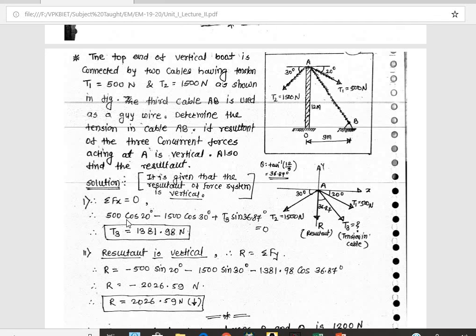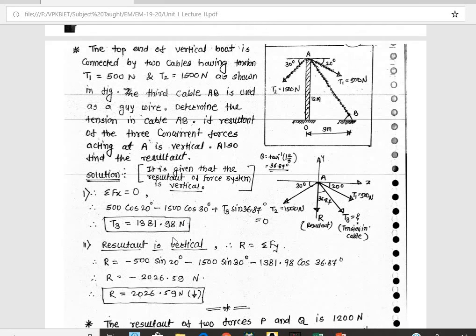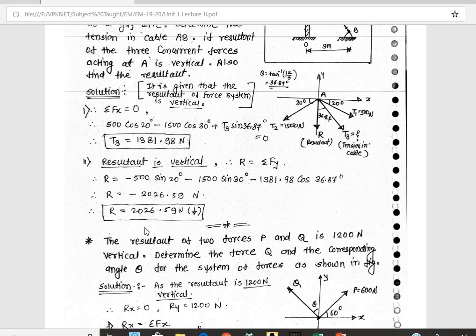Now resolve this for summation Fx equal to 0. You will get T3 equal to 1381.98. Now the resultant is vertical, R is equal to Fy, therefore R is equal to 2026.59.